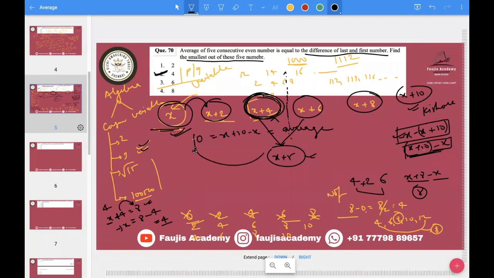Now, if we equate this one over here, what is the value of x? 5, sir. Okay. So these 5 even numbers, 6 consecutive even numbers, is equal to the difference of the first and last number. So in that case, we won't have an even number over here.